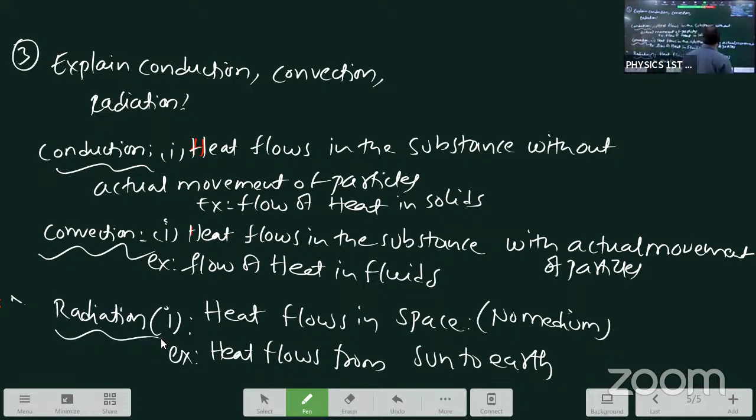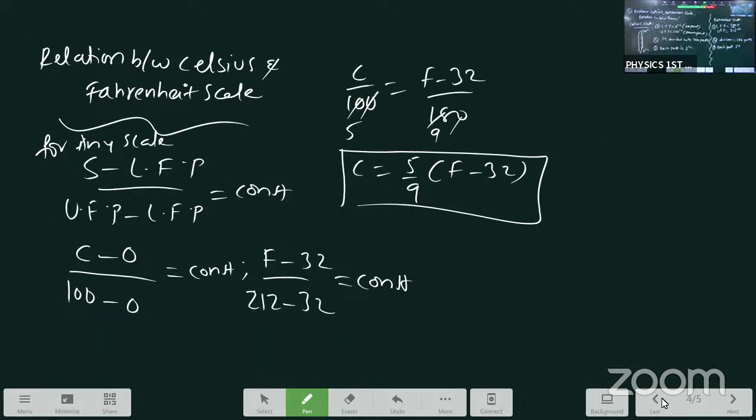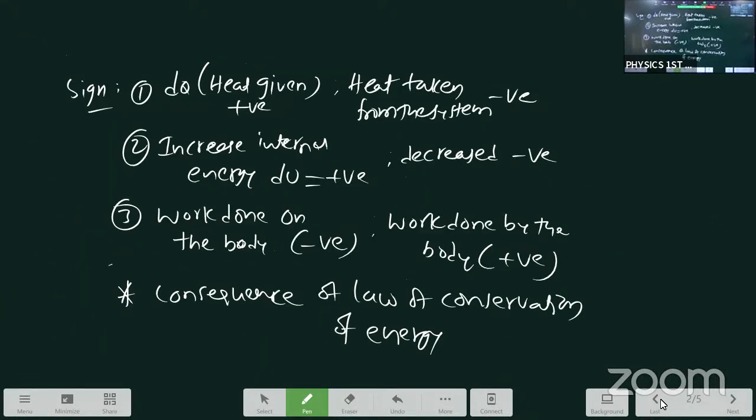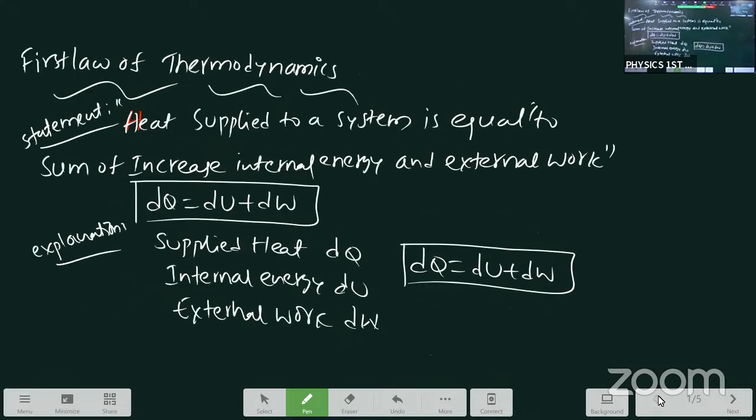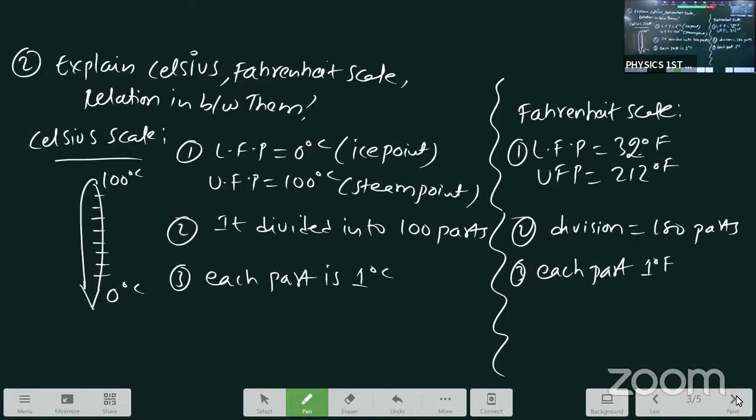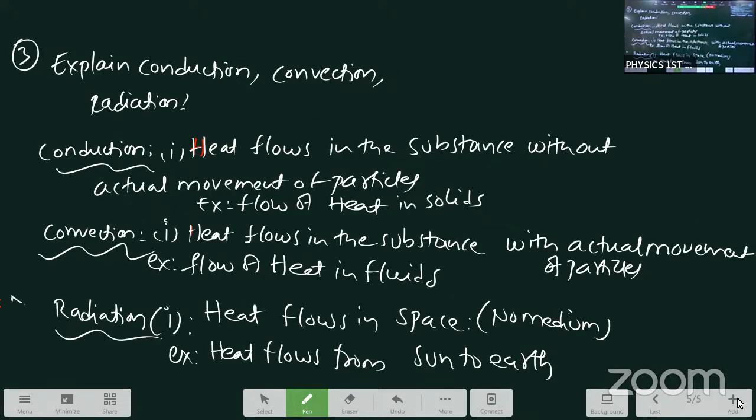Now here, a few more questions are left. One is the first law of thermodynamics, today's first question. Second one, explain Celsius Fahrenheit scale, what is the relation? Next, explain conduction, convection, radiation. Next question, student, fourth question.